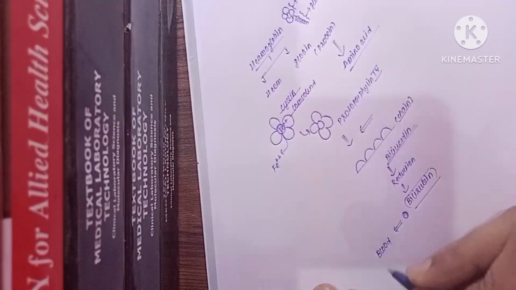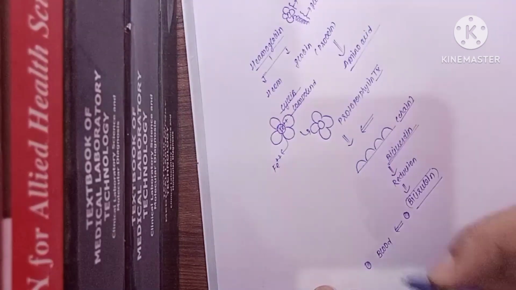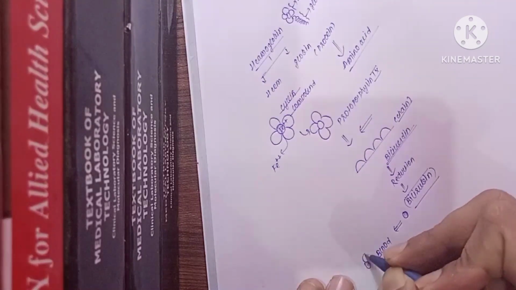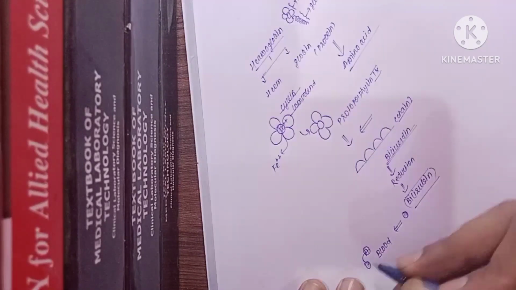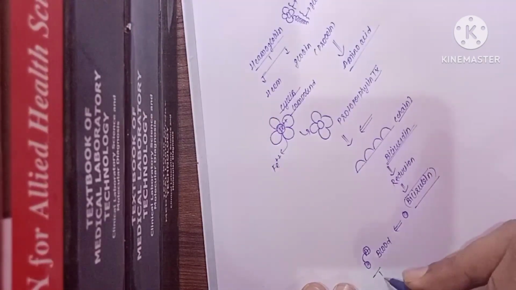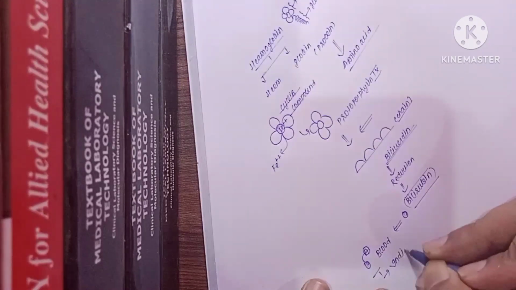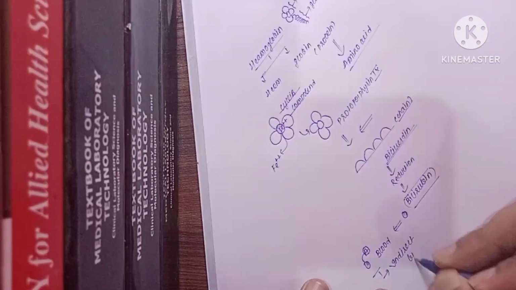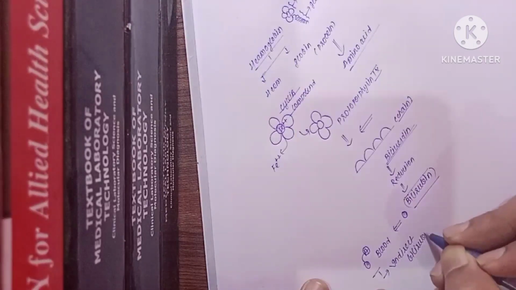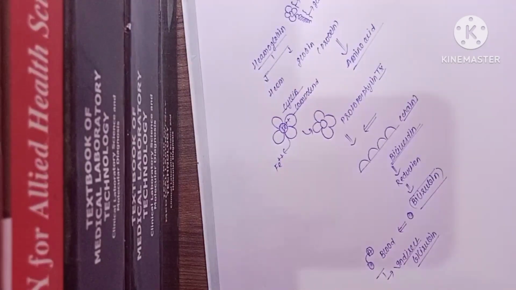And in the blood, this bilirubin gets bound with a protein called albumin. So let me draw albumin like that, right? So bilirubin bonded with albumin is known as what? Indirect bilirubin. This is indirect bilirubin, right?